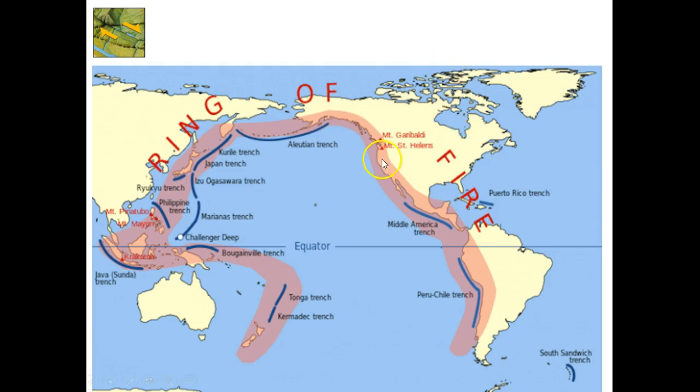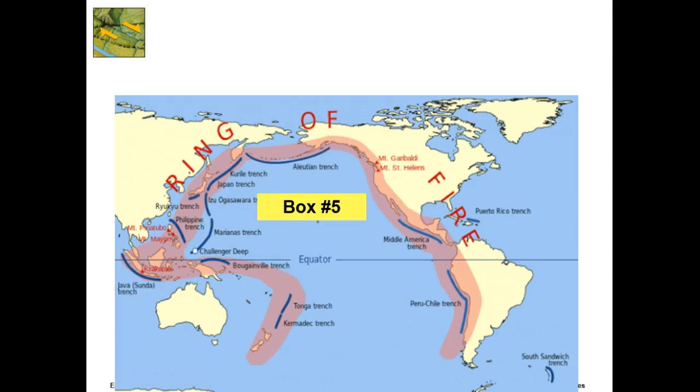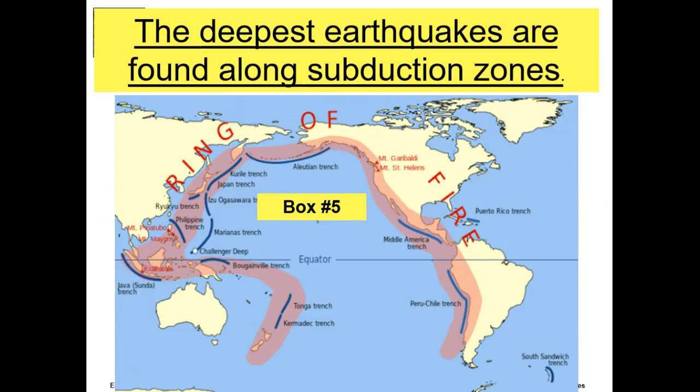We just said most of these occur along subduction zones, very, very similar to the ring of fire that we just talked about last week with the volcanoes. So box number 5, the deepest earthquakes are found along subduction zones.